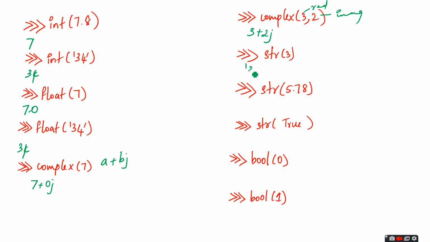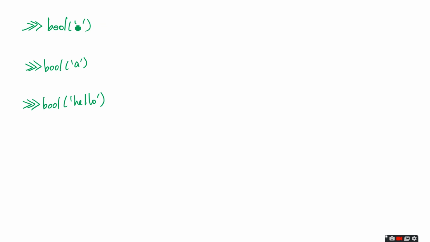Then str of 3 means 3 in single quotes. Str of 5.78 means we'll get 5.78 in single quotes. Str of True means we'll get True in single quotes. Now boolean value of 0, that is False. Now boolean value of 1, that is True. Next, bool of empty single quotes. What is the truth value? That is False. Now the truth value of a is True. Then again bool of 'hello' means True. In this way, we can convert one data type to another. This is all about type conversion.